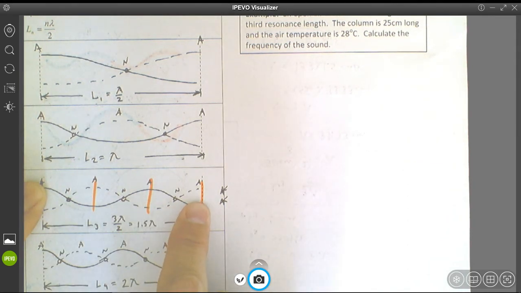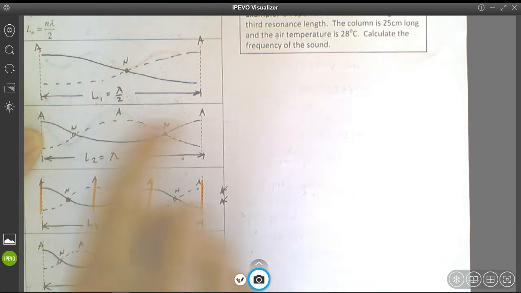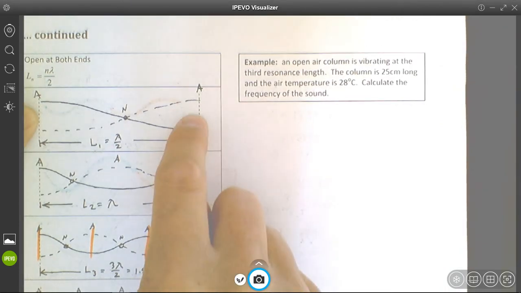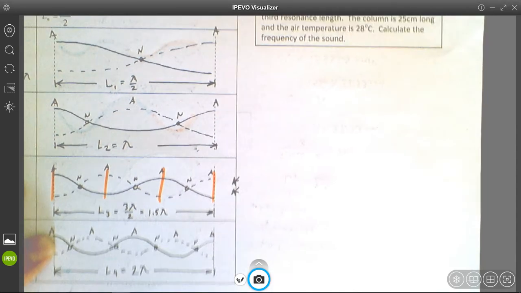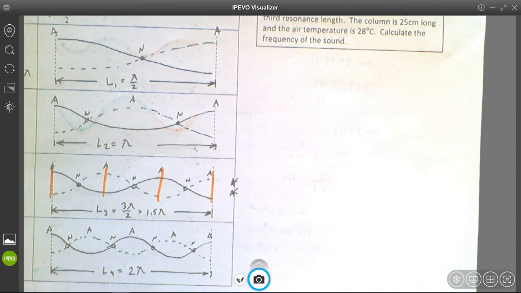Oh, 3rd resonance length. Look at this one. Don't count the first one. 1, 2, 2nd resonance length. Don't count the first one. 1st resonance length. Don't count the first one. 1st, 2nd, 3rd, 4th resonance length. Okay? So that's how you can always do it. You just don't count the first one, and then you count the lengths from there. And they have to end because it's open at that end. Has to end at an antinode.